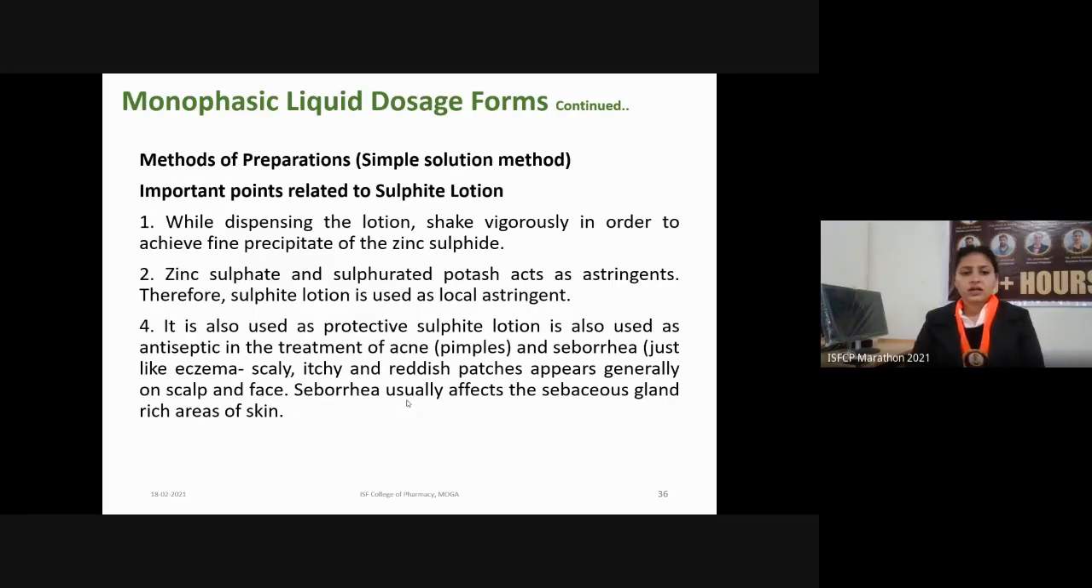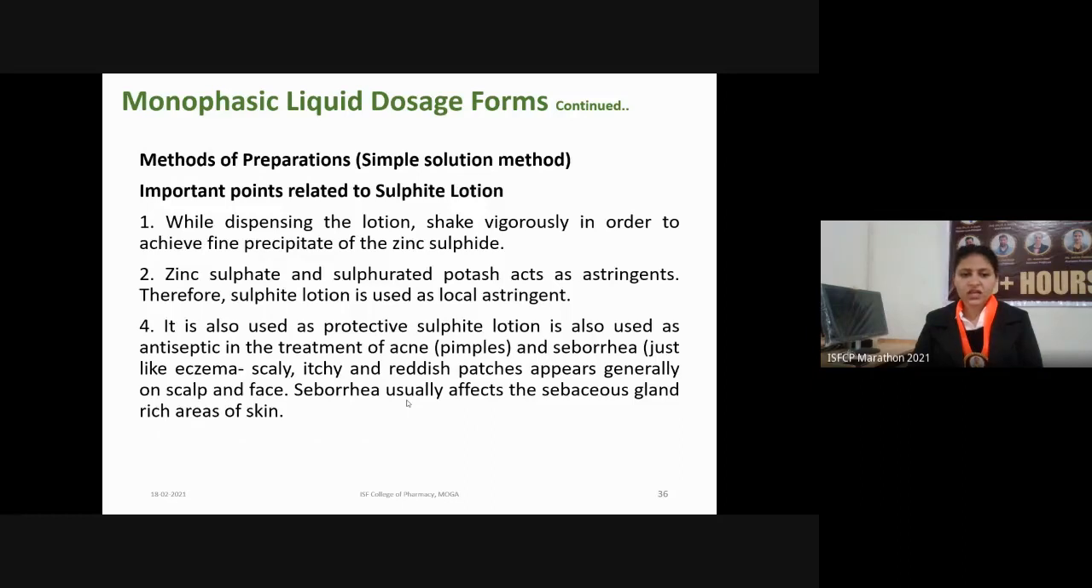The important points related to the zinc sulfate lotion are that while dispensing the lotion, shake vigorously in order to achieve fine precipitates of zinc sulfide. The second consideration that should be taken while preparing a zinc sulfate lotion is that zinc sulfate and sulfonated potash act as an astringent. Therefore, sulfate lotion is used as a local astringent.